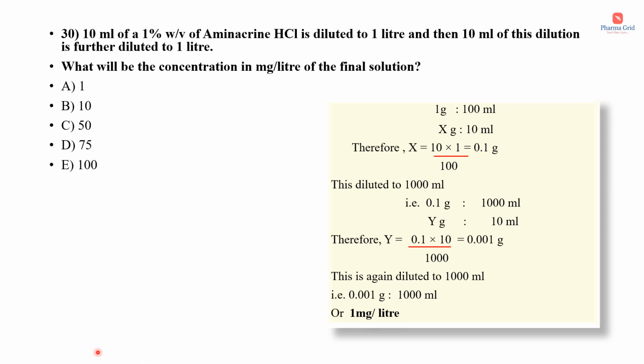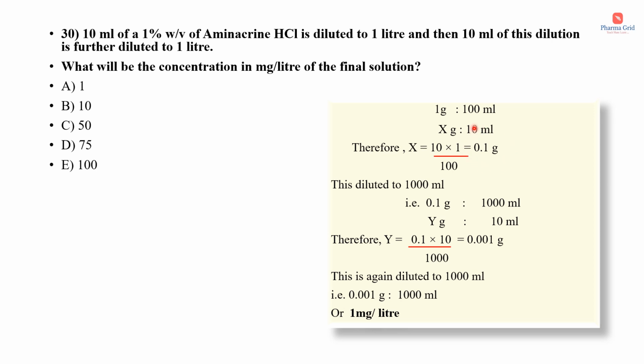Next question. 10 ml of a 1% weight by volume of aminacrin hydrochloride is diluted to 1 liter and then 10 ml of this dilution is further diluted to 1 liter. So what will be the concentration in milligram per liter of the final solution? In the question they have given that 10 ml of a 1% weight by volume of aminacrin hydrochloride. So 1% weight by volume means 1 gram is present in 100 ml. So let it be x gram present in 10 ml. Therefore, x is equal to 10 into 1 divided by 100, that is equal to 0.1 gram.